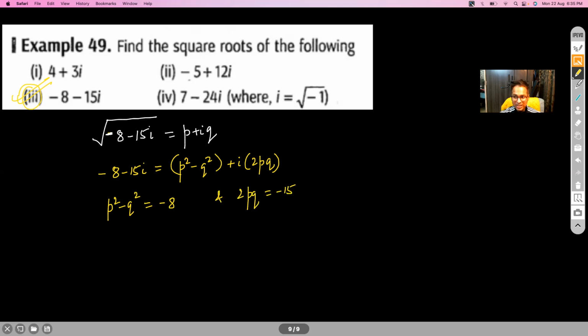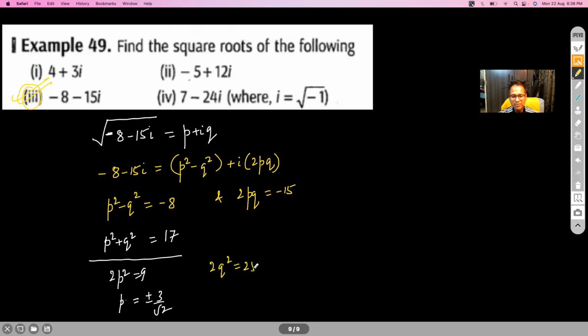Okay. Now you already know that P square plus Q square is what? Under root of 8 square plus 15 square. Now remember 8, 15 and 17 are Pythagorean triplets. So you can directly write this. Now when you add it, you get this as 9. That means P square is equal to 9 by 2. Sorry, P is equal to plus minus 3 by root 2. I've already taken care of the root. Okay. And if you subtract it, you get 2Q square is equal to 25. So Q is equal to plus minus 5 by root 2.